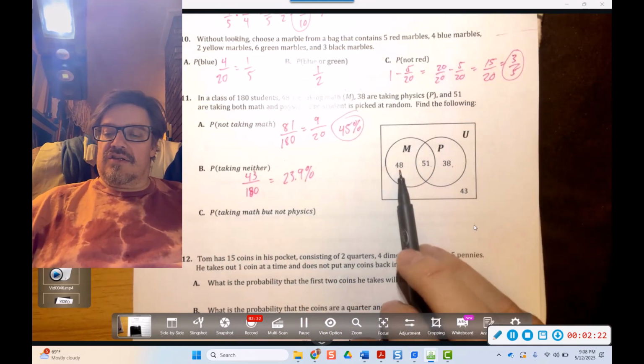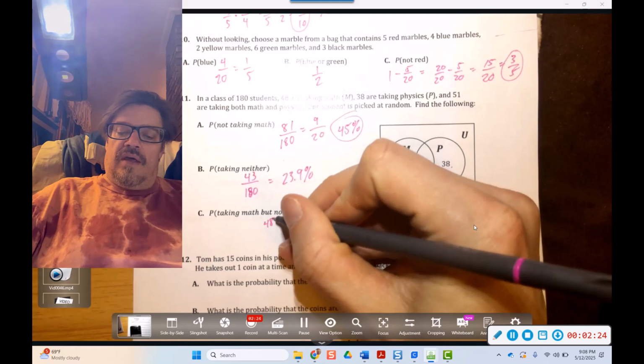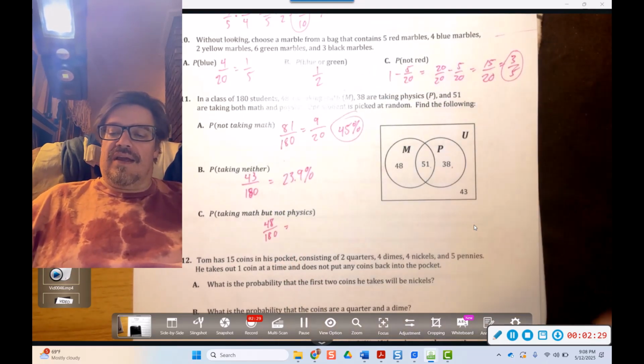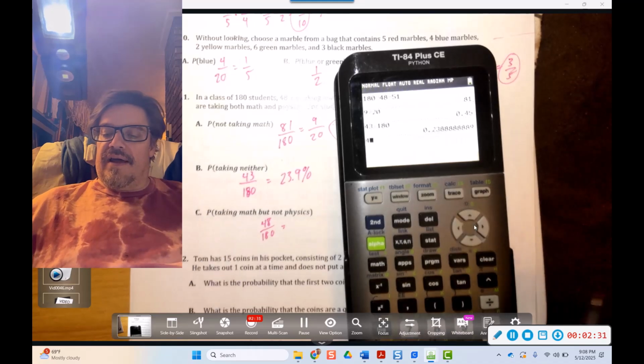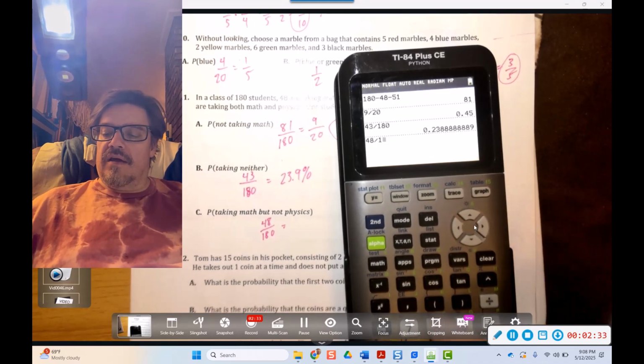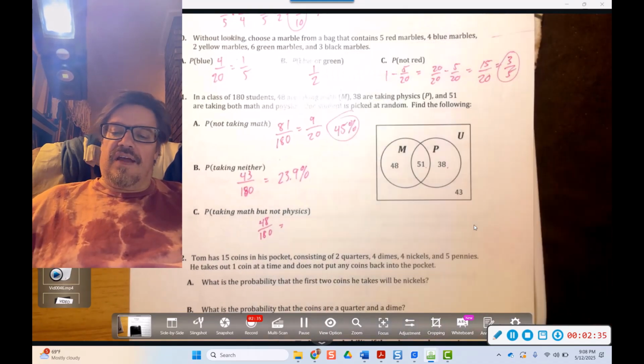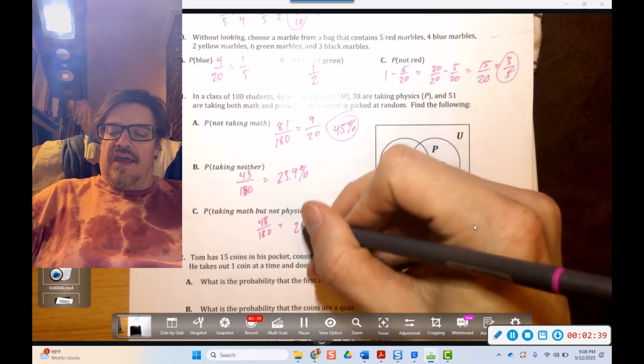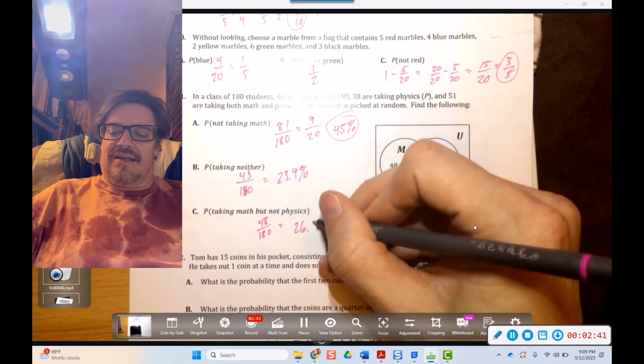Okay, not taking math, but not physics. So it looks like it's just 48 out of that group. And so you'll see this is pretty basic math. It's just knowing how to read that chart, how to read a Venn diagram. Venn diagrams are actually really, really important in some advanced mathematics. It's really how mathematicians convey complex ideas.